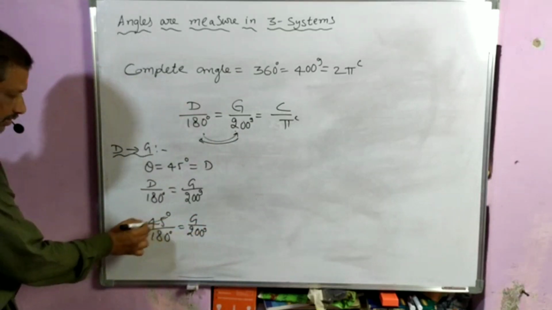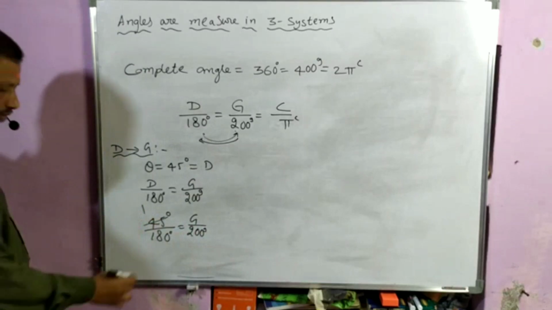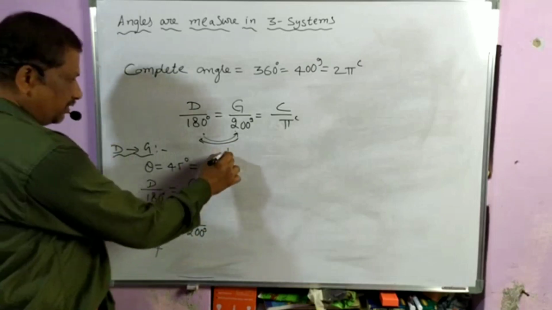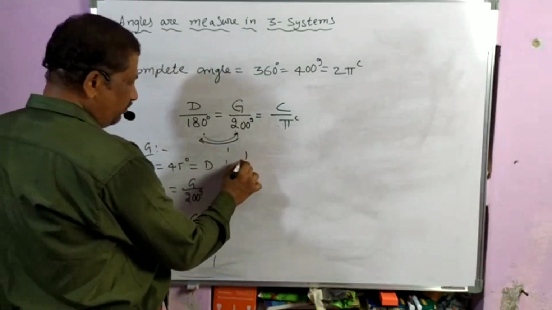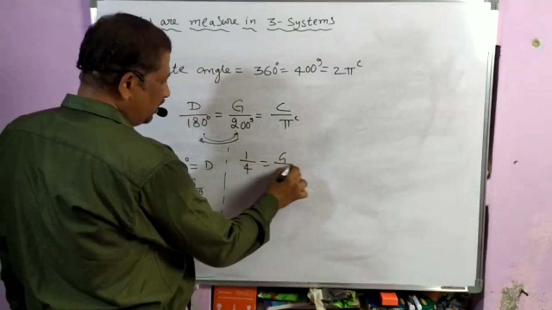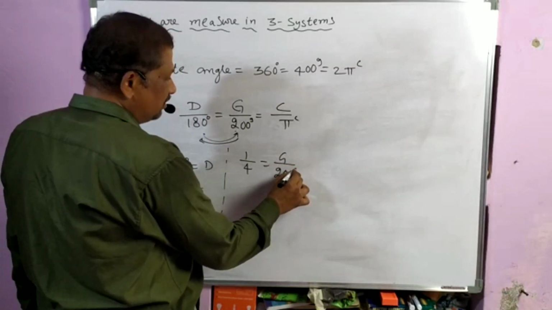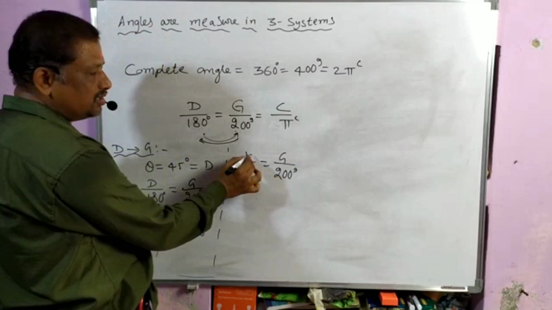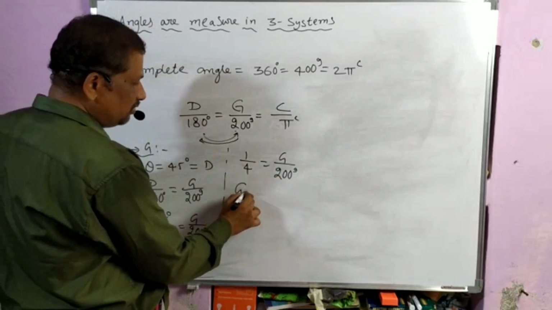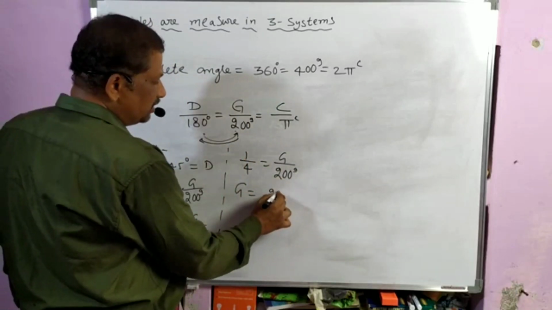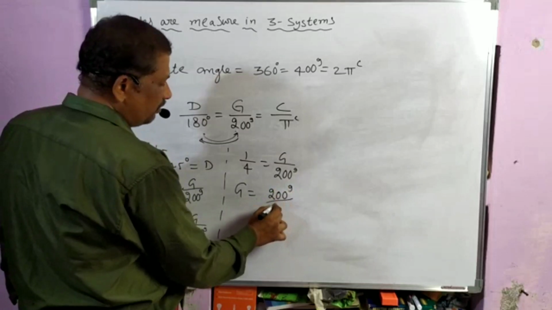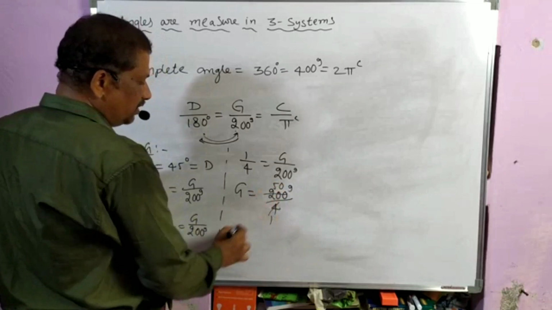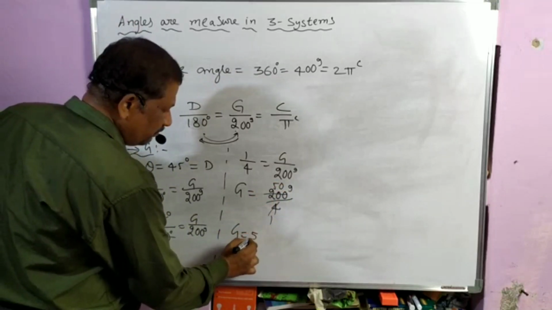So 45 one-ja, 45 four-ja goes. Okay. Now next step, what we get here? So 1 by 4 is equal to G by 200 grades. Bring this 200 this side, it goes to the numerator. It is in the denominator, no, if you send that side, it goes to the numerator. So G is equal to 200 grades by 4. So now cancel it. 4 one-ja, 4 50-ja. So G is equal to 50 grades.